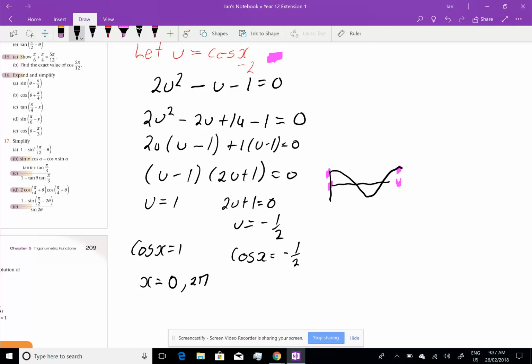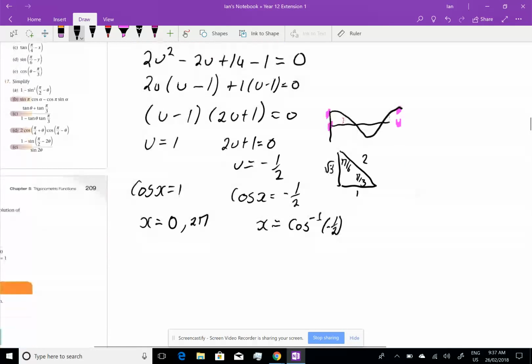Now, cos x equals minus a half is going to be about there and about there. So I'll just draw a little triangle. I want a half, so I want 1, 2, root 3. You've got to remember this is pi on 3, this is pi on 6. You've got to get used to that. And that's going to give us pi on 3. So over here, I'm going to get x equals inverse cos of negative a half, so it's a negative answer.